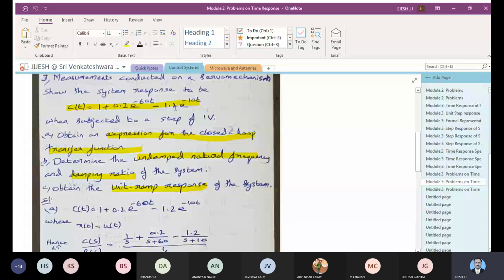Measurements conducted on a servo mechanism, with the system response c(t) given as: c(t) = 1 + 0.2 e^(-60t) - 1.2 e^(-10t), when subjected to a step of 1 volt. Obtain the expression for the closed loop transfer function, and also determine the underdamped natural frequency and damping ratio of the system, as well as the unit ramp response of the system.